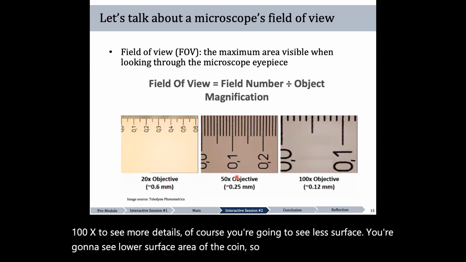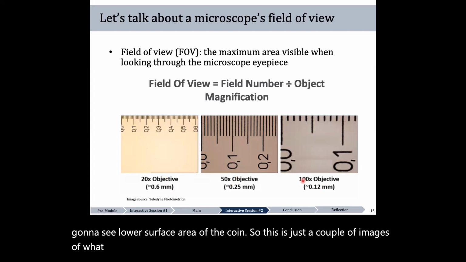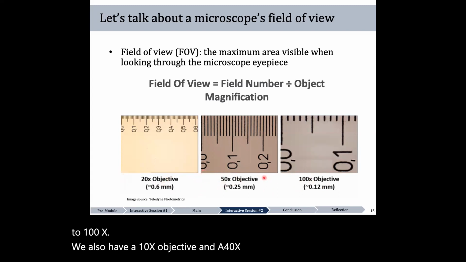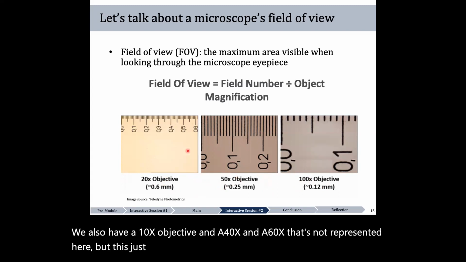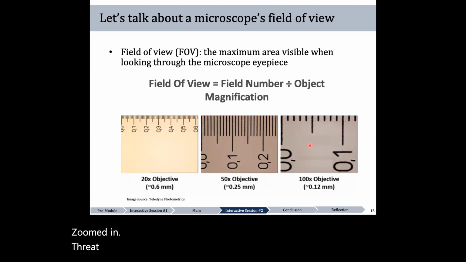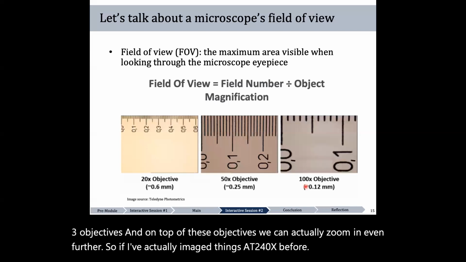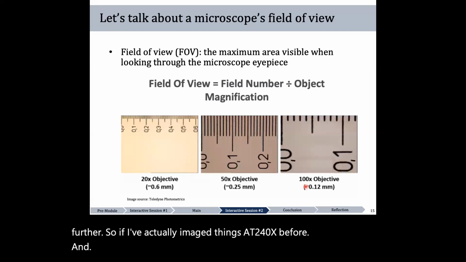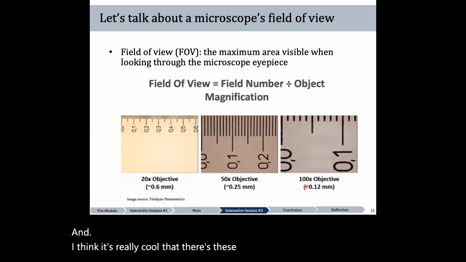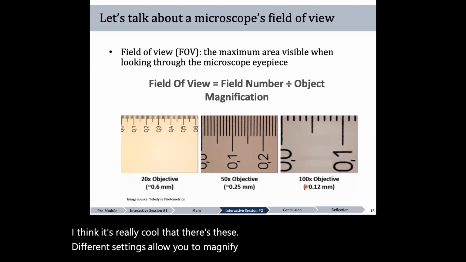So this is just a couple images of what different objectives look like. Again, our microscope, we can go up to 100x. We also have a 10x objective and a 40x and a 60x that's not represented here. But this just gives you an idea of how zoomed in you get with the different objectives. And on top of these objectives, we can actually zoom in even further. So I've actually imaged things at 240x before. And I think it's really cool that there's these different settings that allow you to magnify your images.